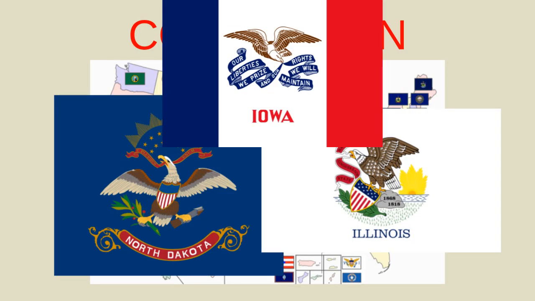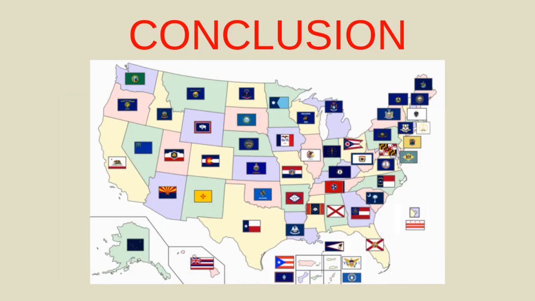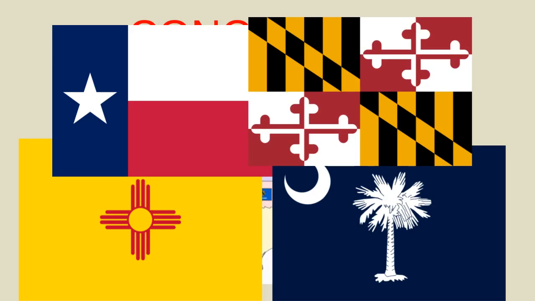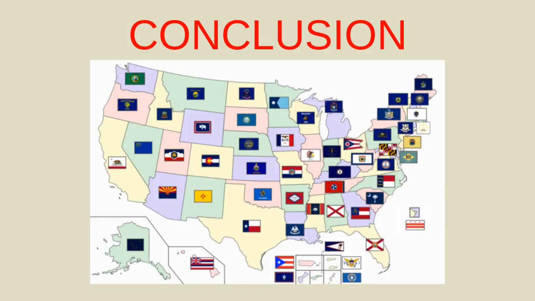Something I've noticed about certain flags is that they rely very heavily on national symbolism, but have very little to say about what makes that state unique. Part of this might be a holdover from the post-Civil War era, when having a state flag that was too individual might have been seen as secessionist. But a lot of the best flags are the ones that are unique to their state, like New Mexico, Texas, South Carolina, and Maryland.